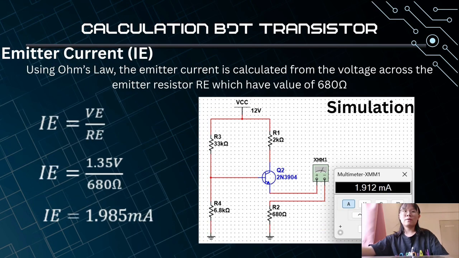After that, we need to calculate emitter current IE. Using Ohm's law, the emitter current is calculated from the voltage across the emitter resistor RE, which has a value of 680 ohm. The following is our calculation and simulation.